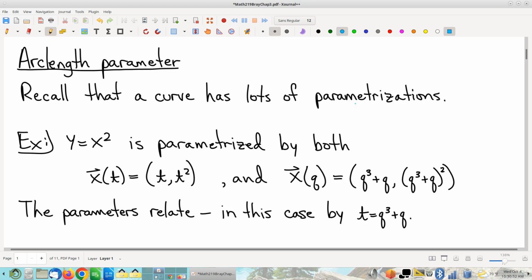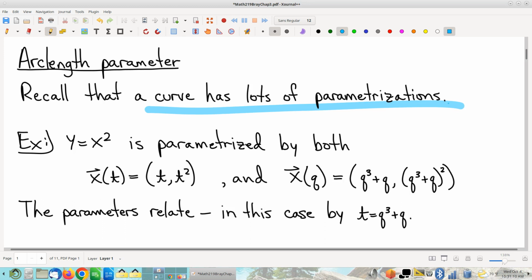I want you to be exposed to this idea. I want you to see how to do it, but we don't need to agonize over the details here. So first observation I'll make is that curves have many parameterizations. Parameterizations are not unique, right?